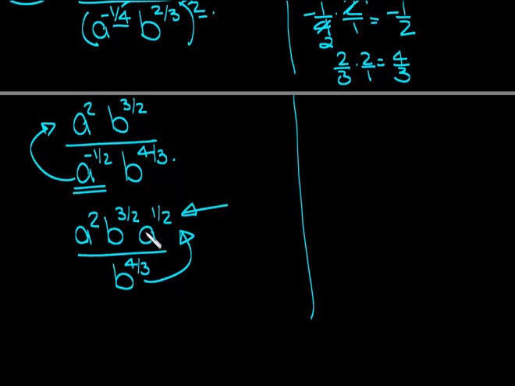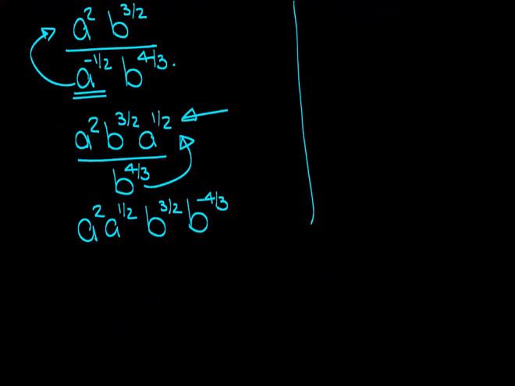Okay, so that's one way to tackle it. There's other ways you can do that, but I prefer moving everything to the top. It's just easier. So you get a squared, a raised to 1/2, b raised to 3/2, b raised to negative 4/3. Then we can use the properties of exponential numbers. I'm multiplying two exponential numbers with the same base, so I can add the exponents.